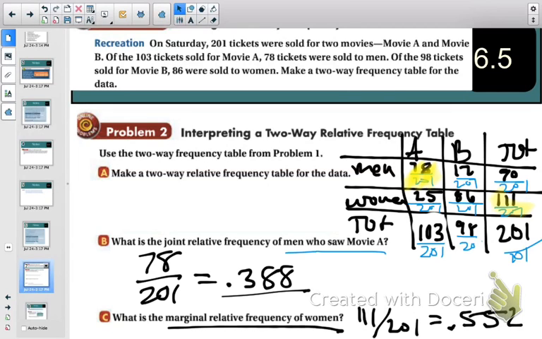Marginal frequency for women is the total. Marginal means total. Anyway, here's your answers to this. We're going to move on to the next slide.